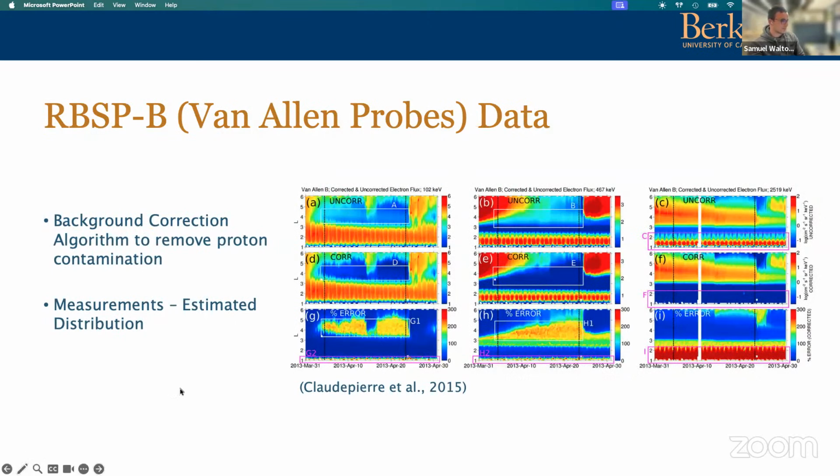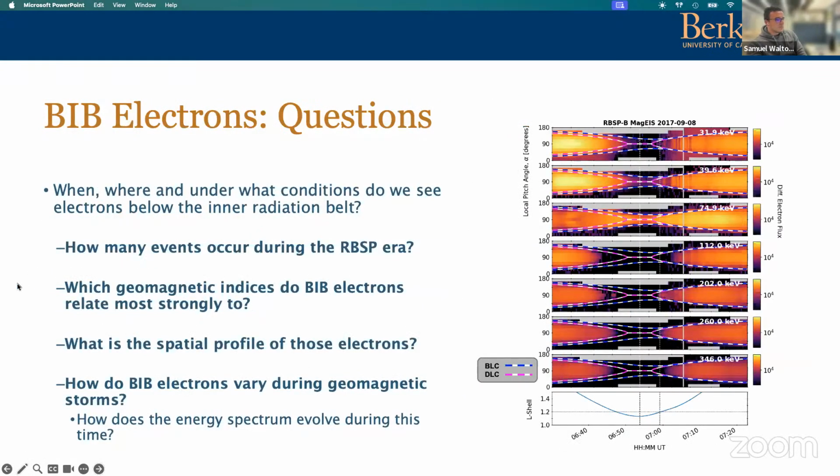So moving on to my analysis. On the right here is an example of one of these particular events. What we've got is electron flux at various energies, as you can see from the labels in the top right, going from 30 keV up to almost 350 keV. Electron flux versus pitch angle and time. This is about 1 hour. And on the bottom panel, you can see the L shell.